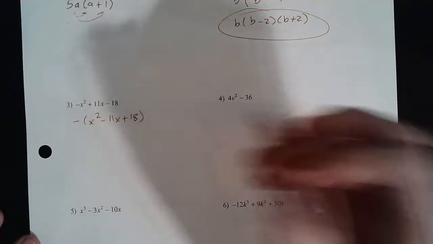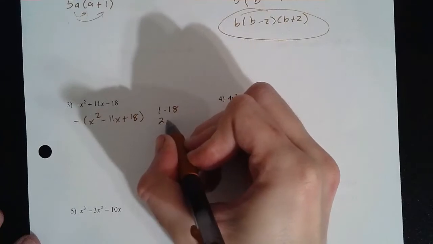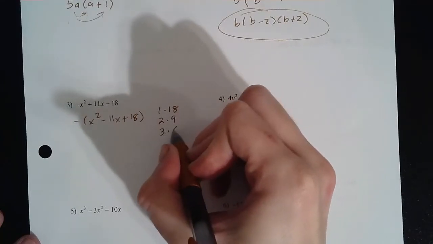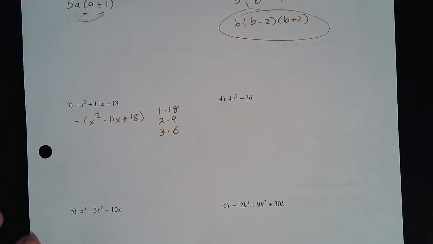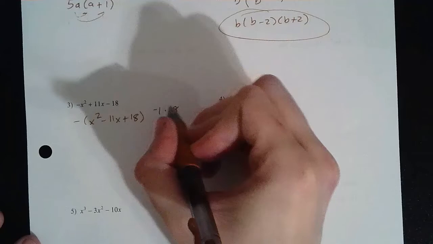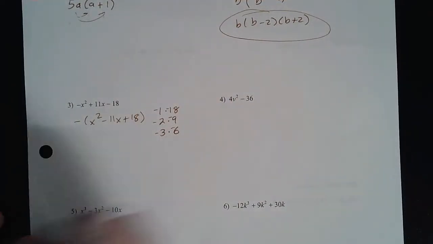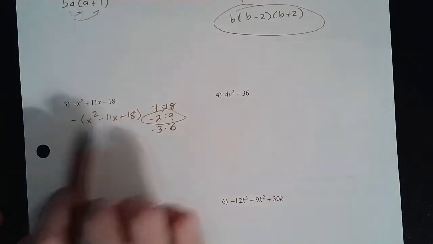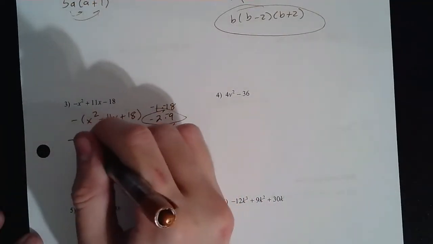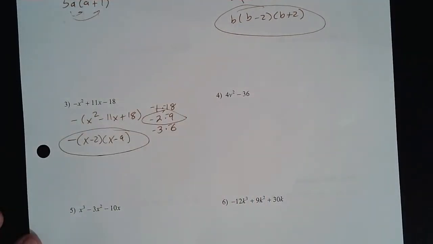After that, we have to ask ourselves which numbers multiply to 18. So we have 1 times 18, 2 times 9, 3 times 6. These are the only things that multiply up to 18. However, it multiplies to positive 18 and adds to negative 11, so both must be negative. And now we can hopefully see that negative 2 and negative 9 add to negative 11. Circle the answer and move on.